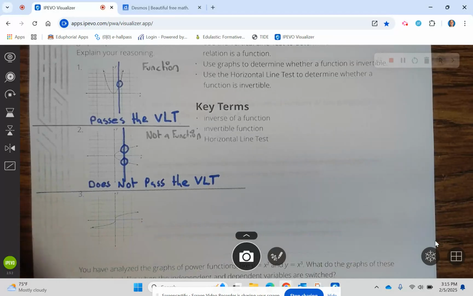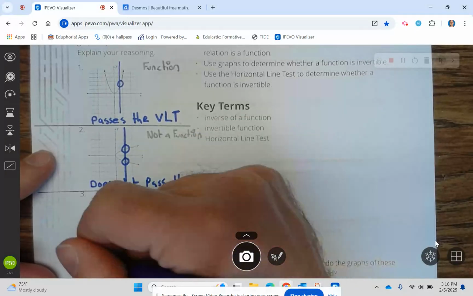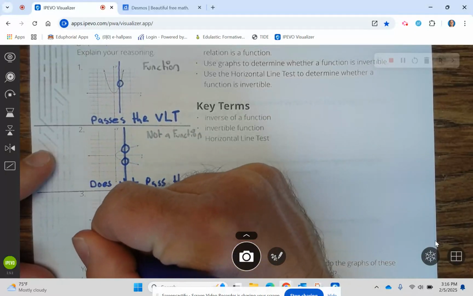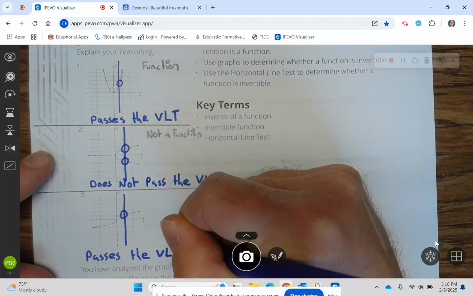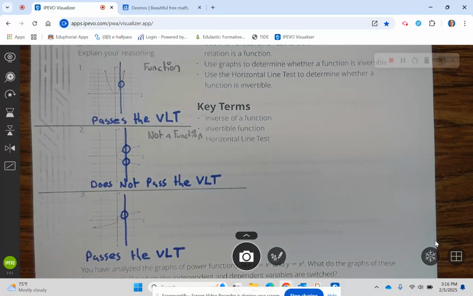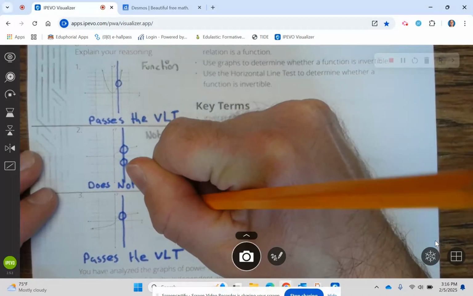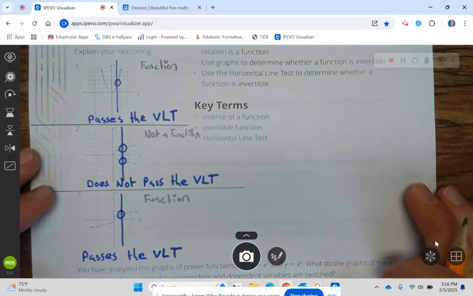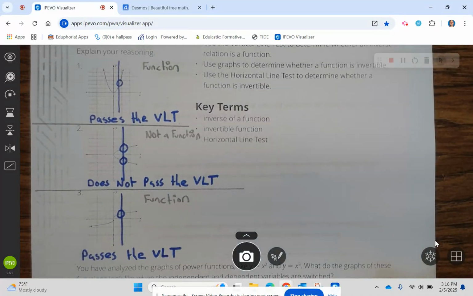And let's take a look at 3. So I draw a vertical line, crosses once, so it passes the vertical line test. So it is a function. All right, go ahead and finish up the warm-up. All right, let's take a look at the next page.